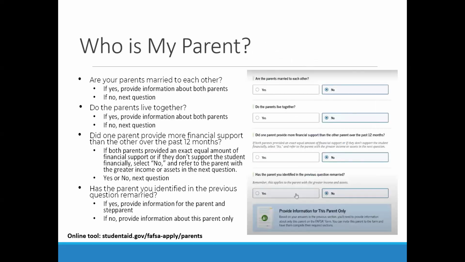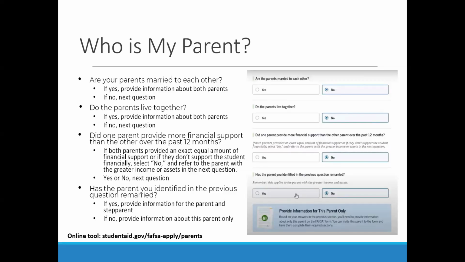All right, who is my parent? So your student is considered a dependent student, so parent information needs to be included. And we always encourage families to go through the who's my parent information before we start the FAFSA, just so everyone knows what the next steps are and who we need to invite. So we just need to determine, are your parents married to each other? And do they live together? And if not, does one parent provide more financial support than the other over the past 12 months?